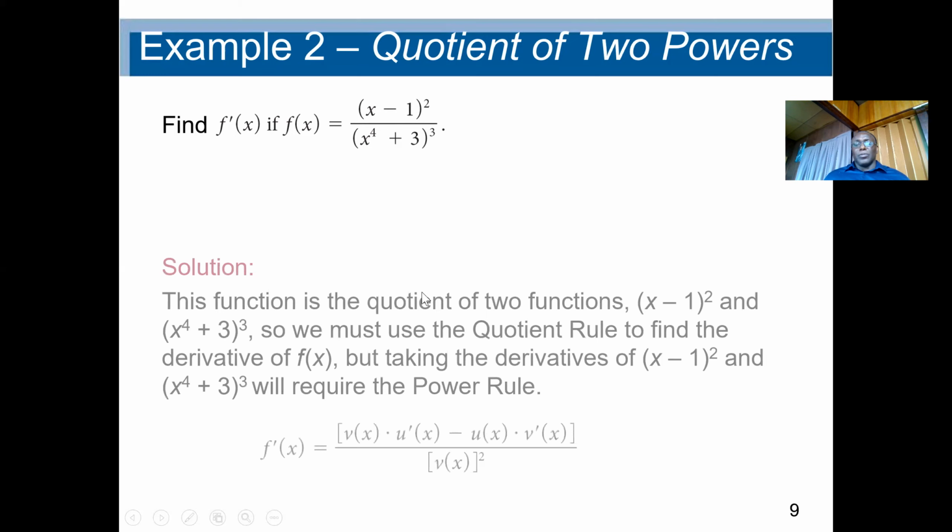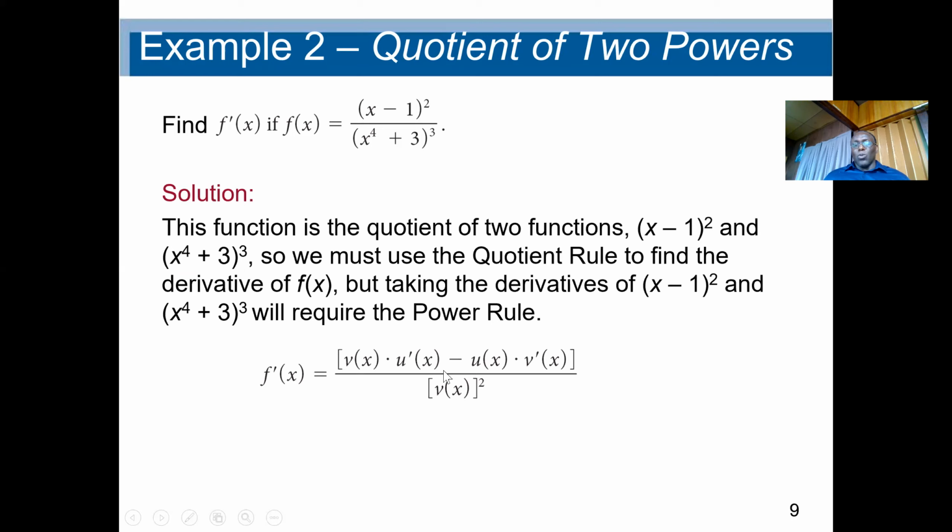So let's see how it works. So we are going to use the quotient rule as I said earlier. So let's assume that u is x minus 1, v at x is s to the power 4 plus 3. So in this case, I have to find the derivative of the top times the bottom minus derivative of the bottom times the top, all divided by the square of the bottom. And that's the formula here. V at x times u derivative at x minus u at x times v derivative at x, all divided by v at s squared.